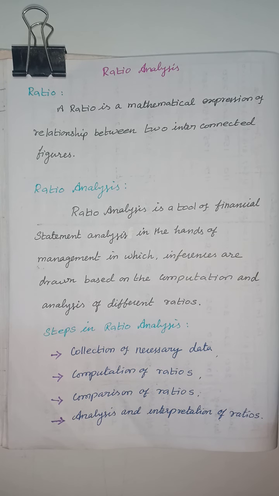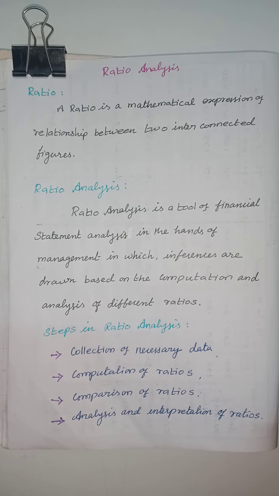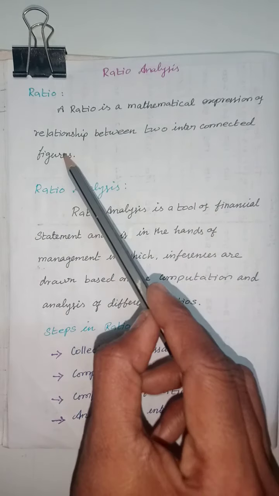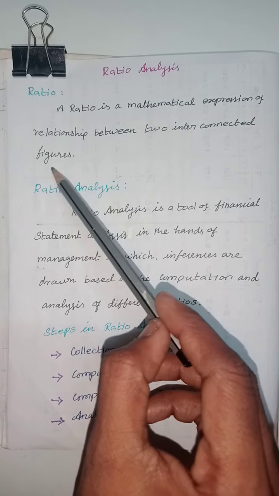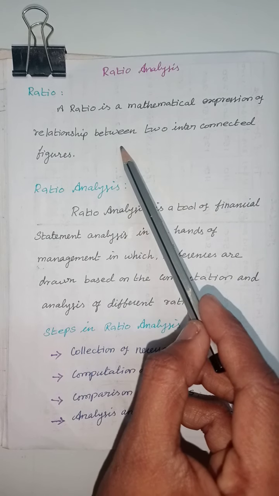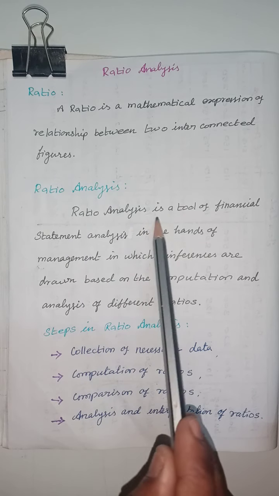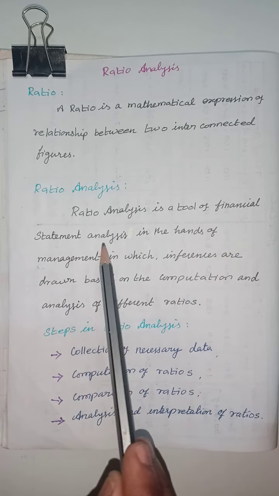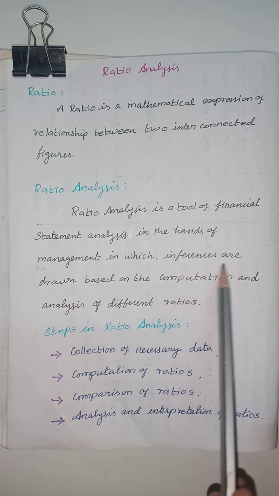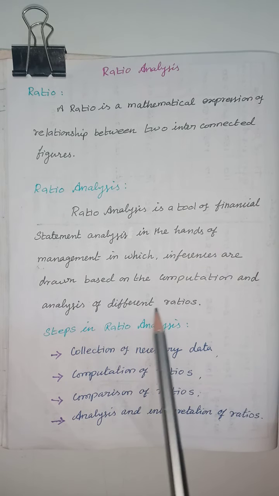This is another tool of financial analysis: ratio analysis. A ratio is a mathematical expression of the relationship between two interconnected figures. So the ratio is the relationship between two variables of the figures. Ratio analysis is a tool of financial statement analysis in the hands of management, in which inferences are drawn based on the computation and analysis of different ratios.